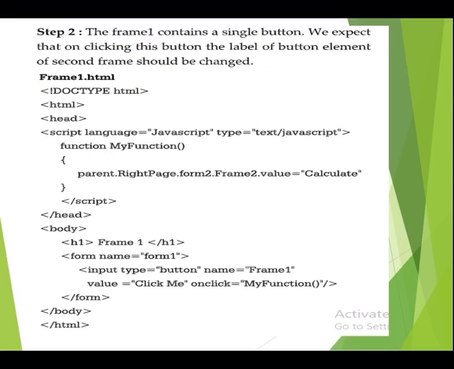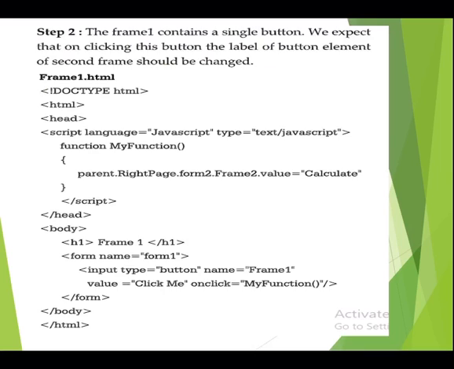Inside the body tag in H1, we have written frame 1, then close the H1 tag. Open the form tag. Inside the form tag, we are going to take a button, click me. So input type is equal to button, name is equal to frame1, value of the button is click me, and onclick we are going to call the function. That is, on click of the click me button, the label of the frame 2 button, which is click, is going to be changed to calculate. Close form tag, close body and close HTML.